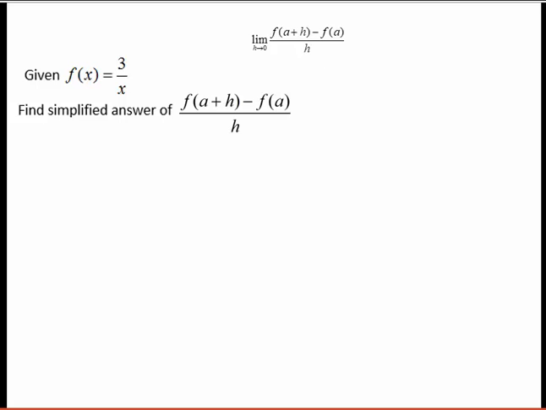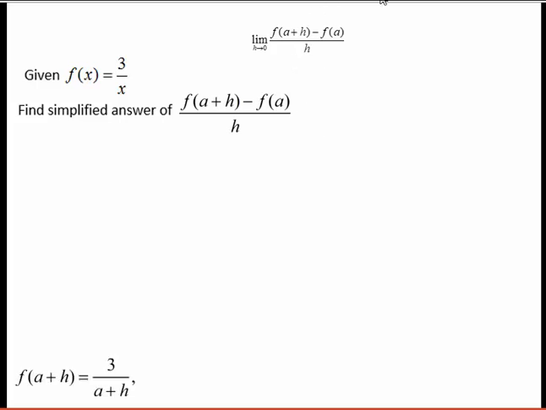Limit of functions. We are given a function f of x is 3 over x, which is a rational function. We need to find the simplified version of the difference quotient and the limit of that difference quotient. So first we need to see what is f of a plus h and what is f of a.